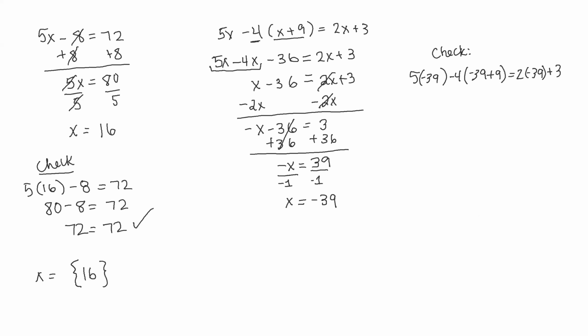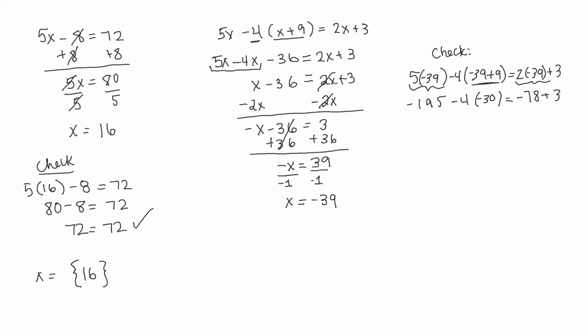Okay, so simplifying first, I'm going to do what's inside the parentheses right here. And I can do the multiplication here and here. So 5 times negative 39 is negative 195. I get minus 4 times, well, negative 39 plus 9 is negative 30. 2 times negative 39 is negative 78. And then I drop down my plus 3. So I did 3 big things all at once. So slow this video down, rewatch it if you need to.